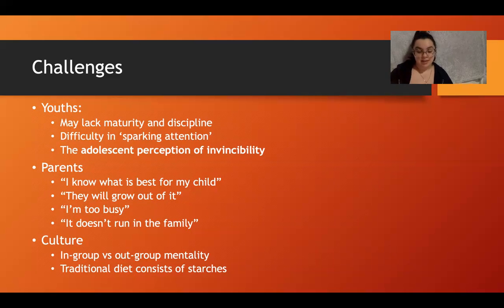Here we have some of our challenges. So one of the first major challenges that comes to mind when discussing this topic with youths is maturity. It requires a certain amount of discipline in order to understand the severity of health issues and actively participate in necessary behavior adjustments. It may be difficult to spark the attention of the adolescents within this age group, and it may be even more difficult to convince them of the magnitude of the problem. Teens in particular are recognized as feeling invincible, thus limiting their motivation to take action or take their health seriously.